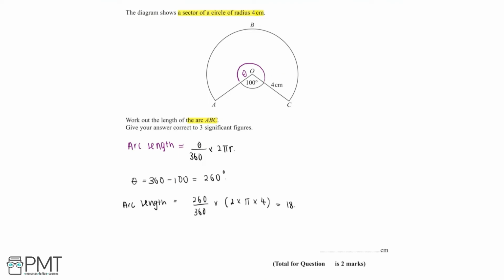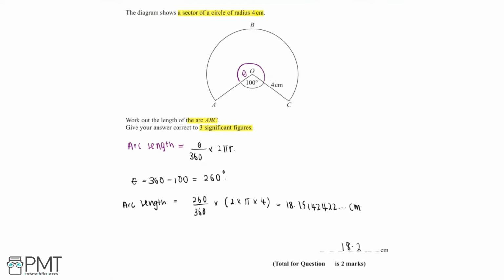Now plugging this entire expression into our calculator, we'll get an answer that the arc length is equal to 18.15142422 centimeters. We're asked to give our answer correct to 3 significant figures, and so we can say that the arc length of this sector is equal to 18.2 centimeters.